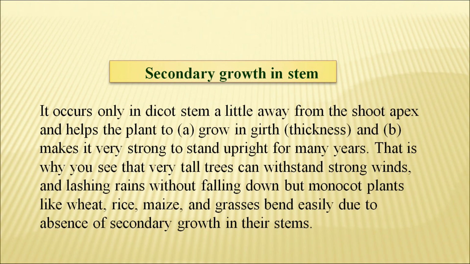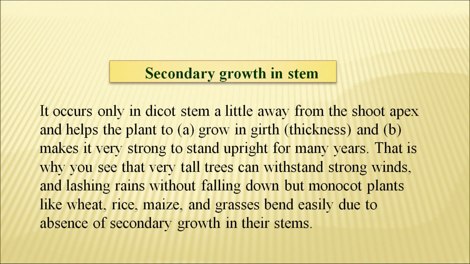So, secondary growth, now let us move on to why secondary growth in the stem is required. I already told you that plants with age need to add strength to the stem, so that the tree or the plant can bear the pressures of air and other atmospheric conditions like rains and typhoons. Hence they have to be stronger and keep the plant upright for many years, hence the secondary growth is required. This is why you can see that very tall trees can withstand strong winds and lashing rains without falling down.